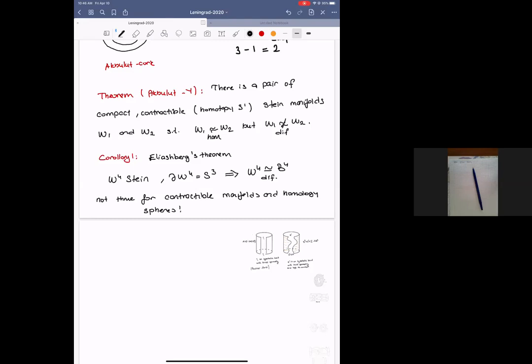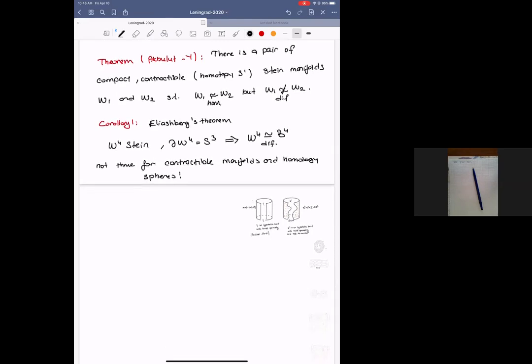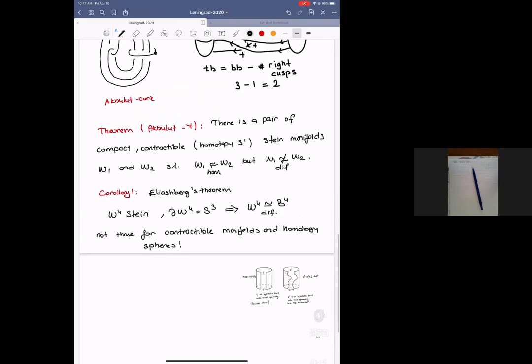So, being Stein is very rigid, but not that rigid. But why do you call contractible those who are homotopy S1? Is there any motivation? Oh, no, this is the second theorem, actually. I'm not going to state it as a second theorem. There's a pair of contractible manifolds, and as a second theorem we also have homotopy S1s. Ah, I see. We just change contractible to homotopy S1 and state it as a new theorem. Now I see.